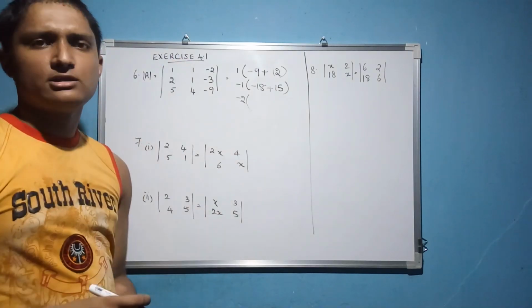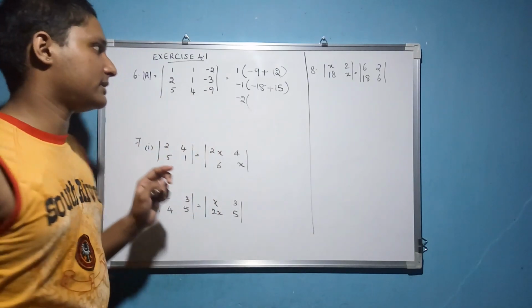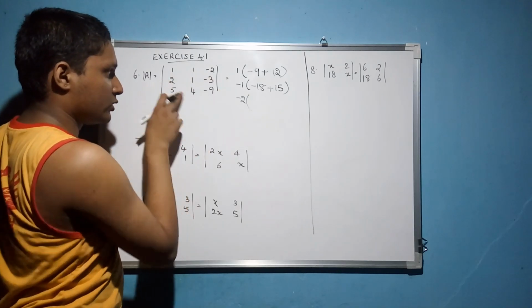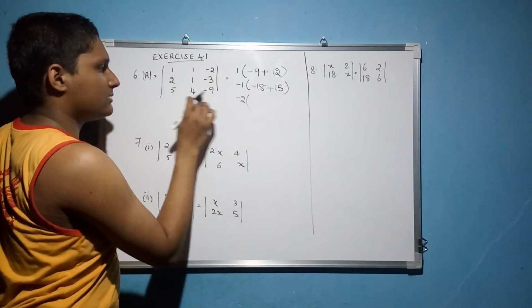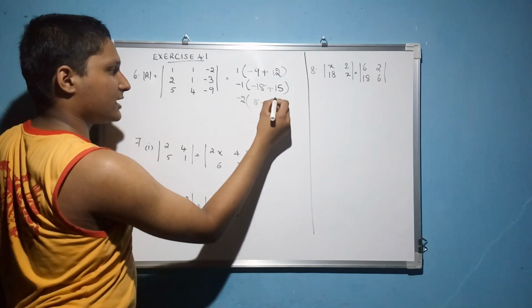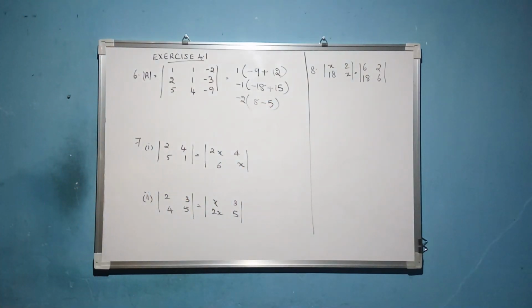Since the number was minus 2 directly, I am not bothered about that. I am just going to put that minus 2 over there. So if I put minus 2 over there, what you're going to get here is 2 into 4. Since I need to cancel that row and that column, it's going to be 2 into 4, that is 8 minus 5. Okay, this much we got. So we can just go on simplifying.